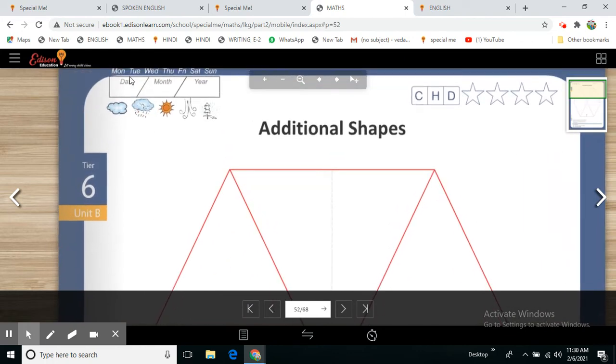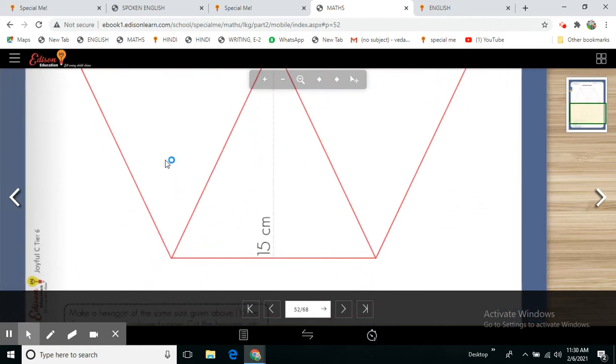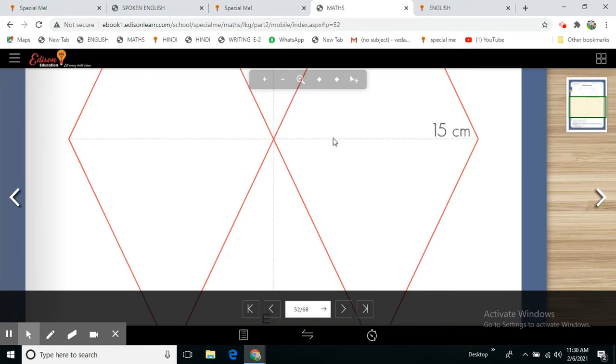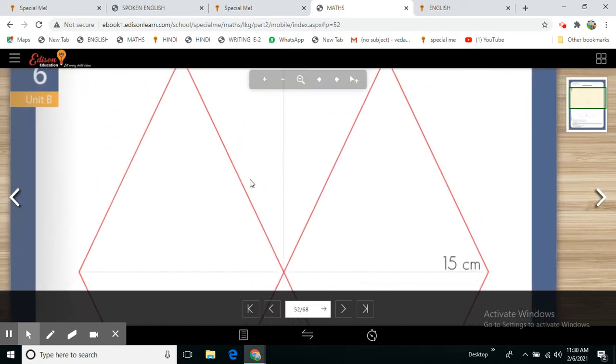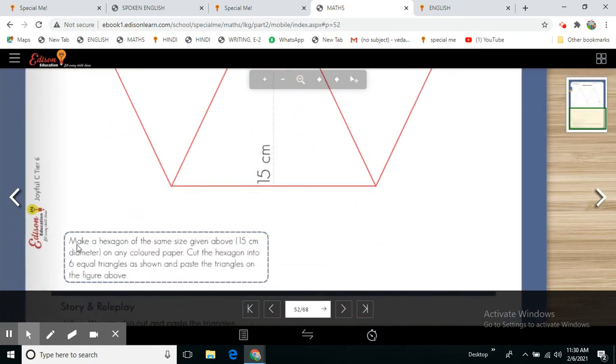Okay, first of all, circle today's day. Mention here today's date, month, year, and check out the weather and circle the weather. Additional shapes. Now see on your screen. Which shape is this? Yes, students, which shape is this? Yes, this is a hexagon, right? So, make a hexagon of the same size given above, 15 centimeter diameter, on any colored paper. Cut the hexagon into 6 equal triangles as shown and paste the triangles on the figure above.